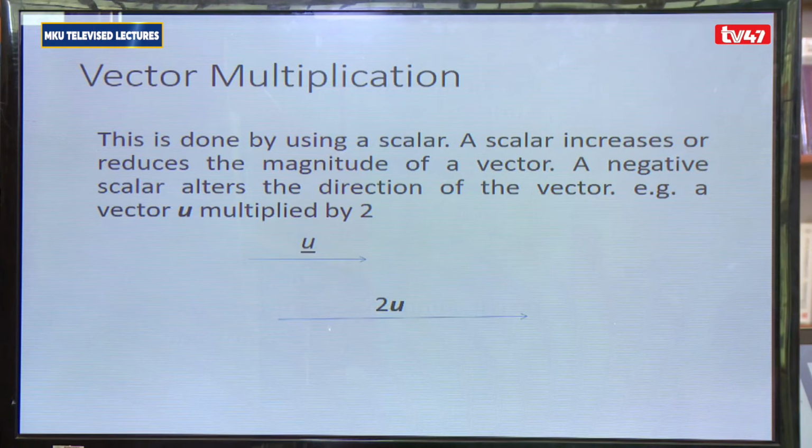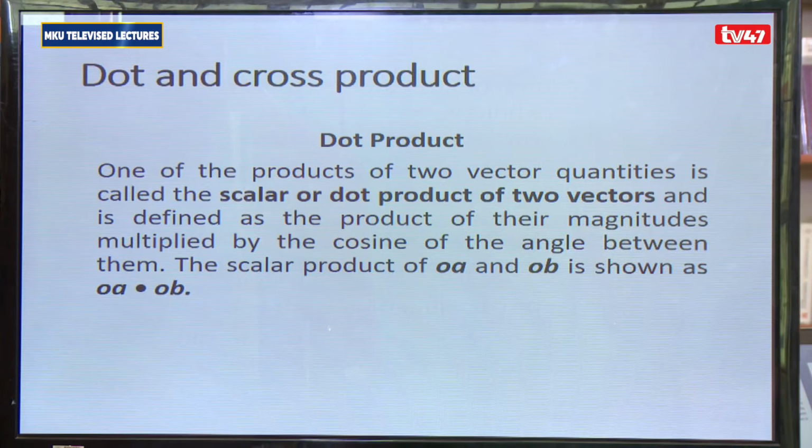So vector multiplication, it's about multiplying a vector with a scalar. Then there is something we call dot and cross product. Dot and cross product is a part which is very important in the calculations of vectors, in multiplications of vectors.